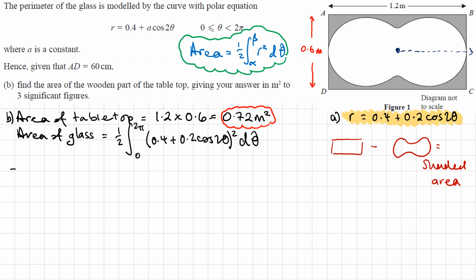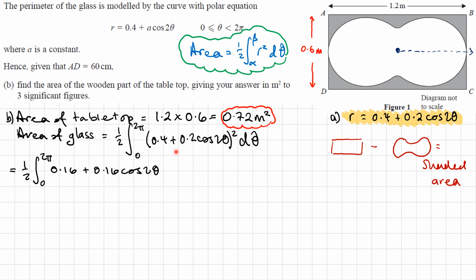So let's start by actually squaring that out, because the inside's not linear, so I can't use the reverse chain rule to integrate that. I need to expand the brackets first. So if I do that, I'm going to get 0.4 times by itself, so that'll give me 0.16. Then I'll have two lots of 0.4 times by 0.2 cos 2 theta. So that will be two lots of 0.08 cos 2 theta. So that'll actually be 0.16 cos 2 theta.